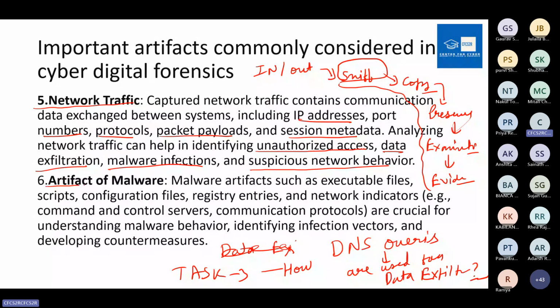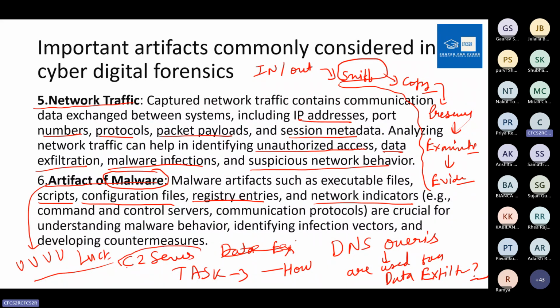Now the important part is artifacts of malware. Most of the time, only if you are very, very lucky will you get a malware, because malwares are so cleverly designed that they delete the file when it is detected by any antivirus. If you are lucky and get a malware, it will tell you what scripts are running in it, configuration files, registry entries, network indicators, and you know about C2 servers?